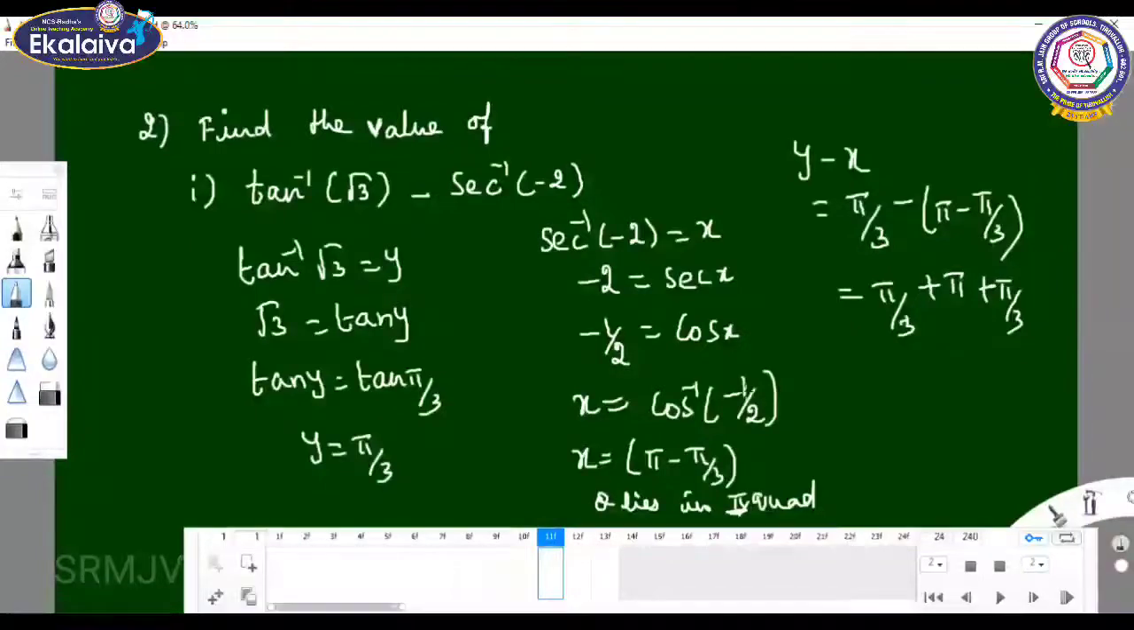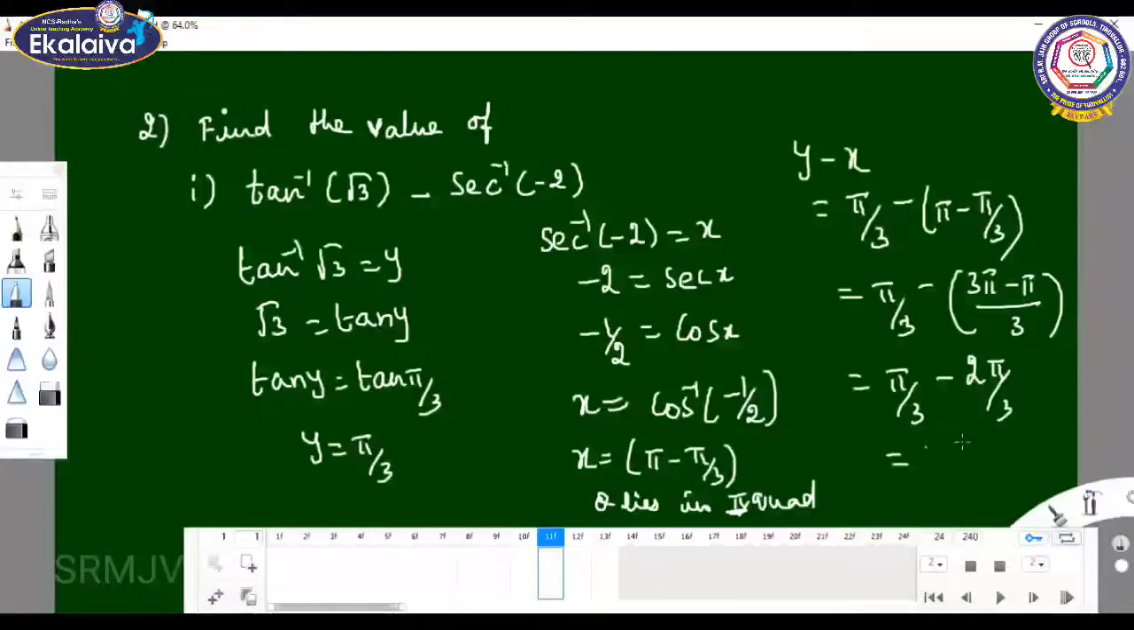So pi by 3 minus pi by 3... Pi minus pi by 3, or you can do the LCM here itself. LCM of 3: pi by 3 minus 2 pi by 3. So what is the value? It gives minus pi by 3.